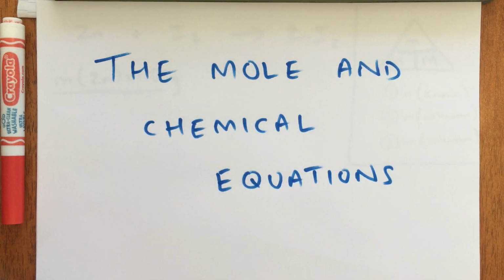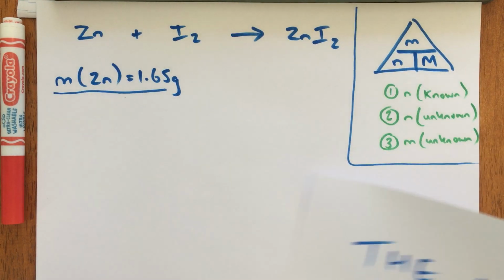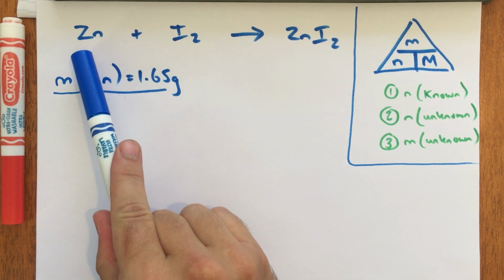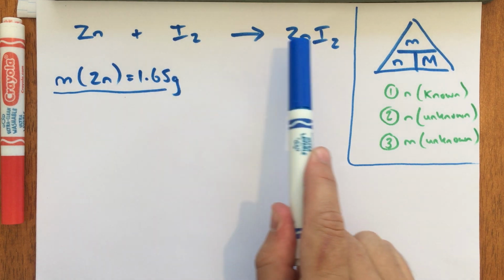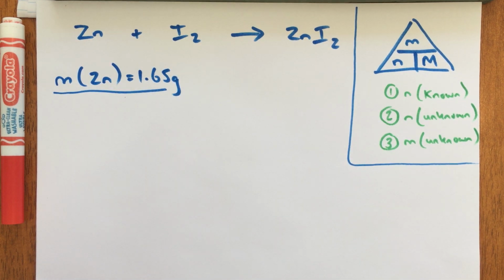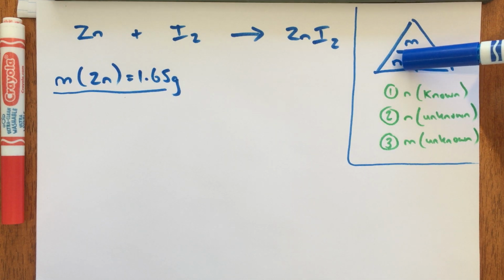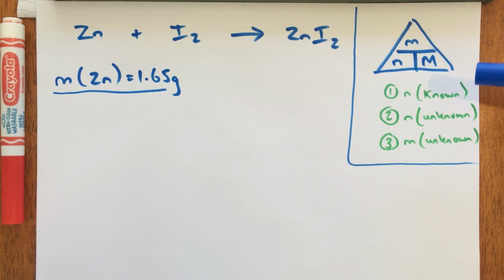Okay, so let's have a look at what we've got. So I've written here our balanced chemical equation that we were given, zinc plus I2 forming ZnI2. It's balanced because I've got 1 zinc on each side and 2 iodines on each side, so I have the same type and number of atoms on each side of the arrow. Over on the side here for our reference, I've drawn our triangle that links mass, number of moles and molar mass together, and I've written the 3 steps that we're going to be working throughout this exercise.